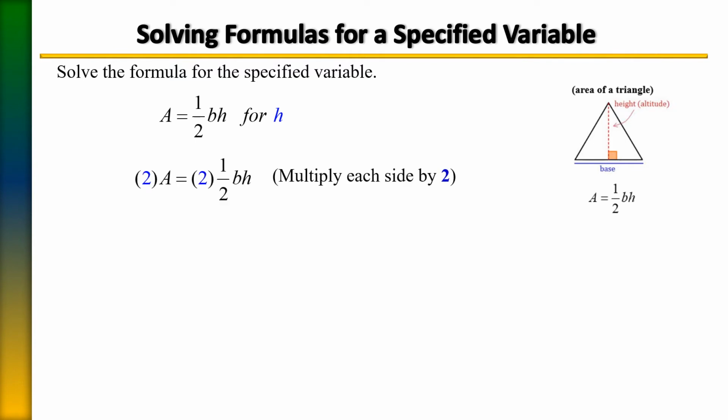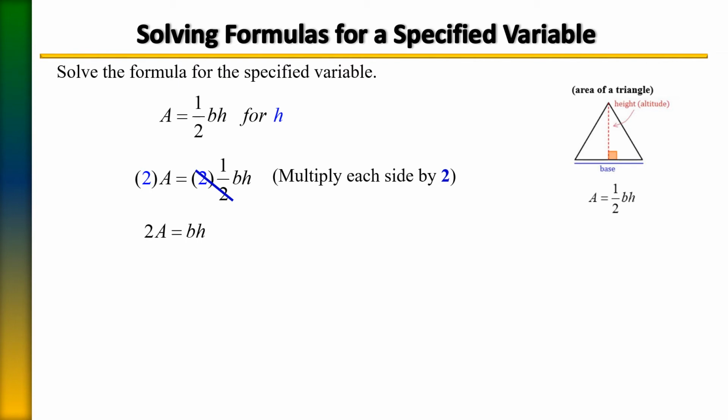On the right side, we're going to cancel those 2's, and what we are left with on the right side is simply BH. And on the left side, we have 2A. Now recall, we want to get H by itself. Right now, H is being sandwiched with B, and since they are joined together like that, that indicates that they are being multiplied. So to solve this, I have to do the opposite of multiplication, which is division.